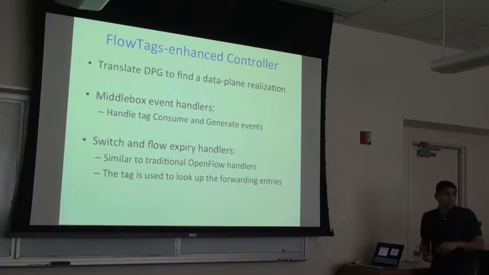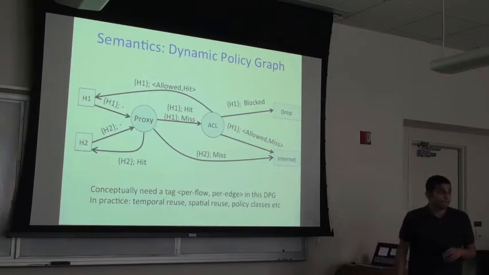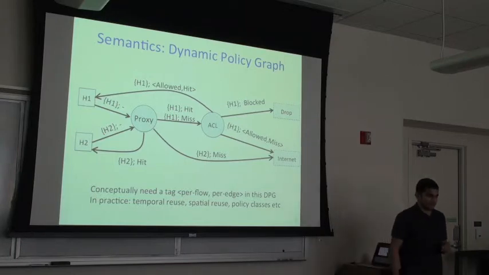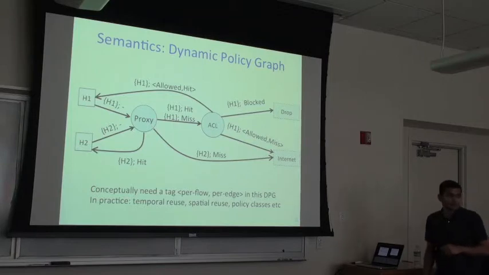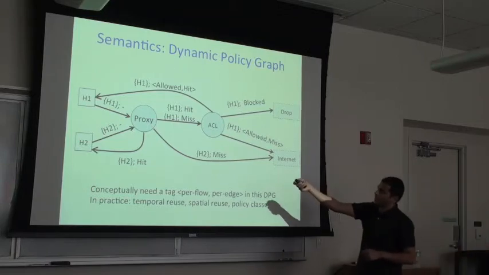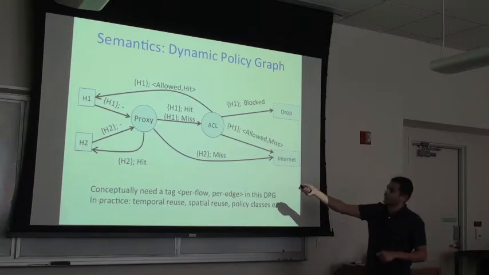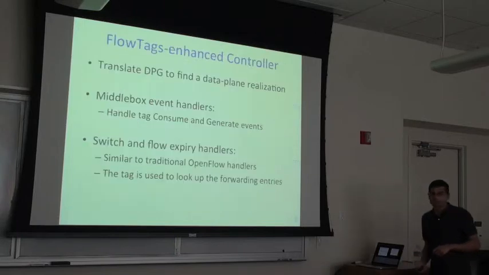Could you explain why that actually solves the problem of the proxy serving the content to H2 that it wasn't supposed to get? Because that's really kind of not obvious. It looks to me like the proxy should consult the ACL before it returns the data to H2. What we're saying is that we want to route traffic from the proxy to the ACL, irrespective of whether it was a hit or a miss. Oh, okay. Oh, it's H1 you want to receive.